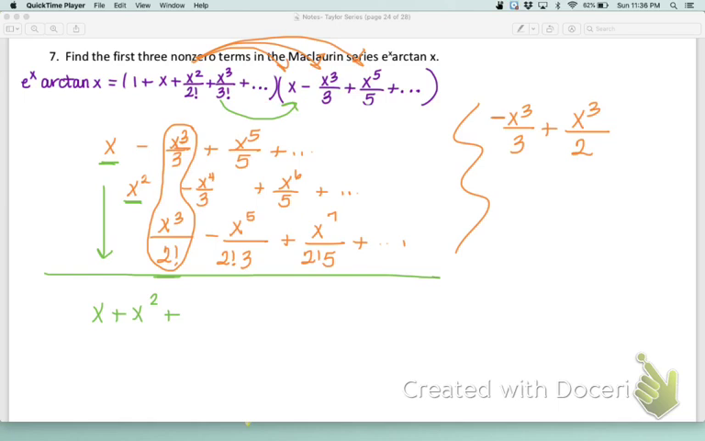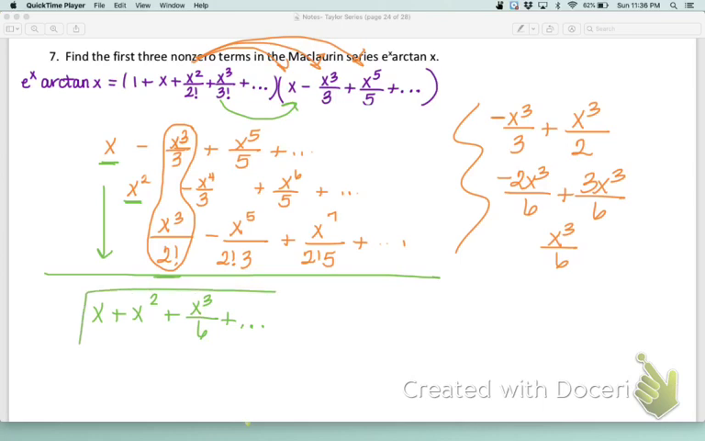So we need to find a common denominator. So this becomes negative 2x cubed over 6 plus 3x cubed over 6. And so that all comes out to just be 1x cubed over 6, which is why that is the correct answer, x cubed over 6 plus ... But those are our first 3 non-zero terms in the series that we were asking for.